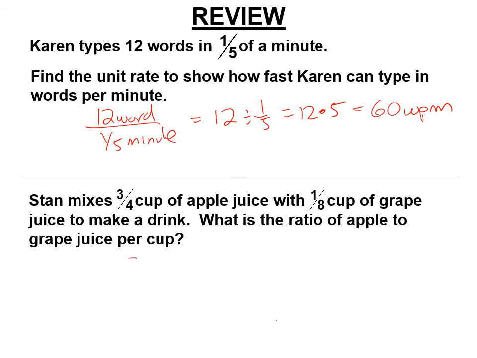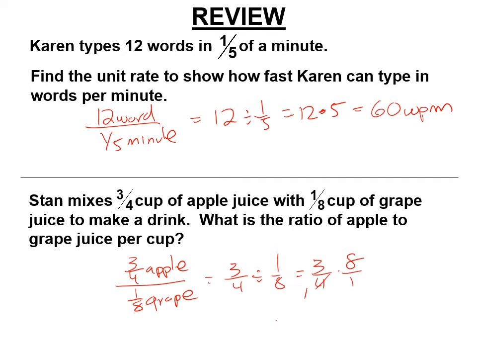Stan mixes 3/4 of a cup of apple juice with 1/8 of a cup of grape juice. What is the ratio? So we're going to do 3/4 divided by 1/8, which is 3/4 times 8. 4 divided by 4 is 1, 8 divided by 4 is 2, which is 6 apples for 1 grape. Typically, that's how we'd write that answer. There are 6 cups of apple juice to 1 cup of grape juice.